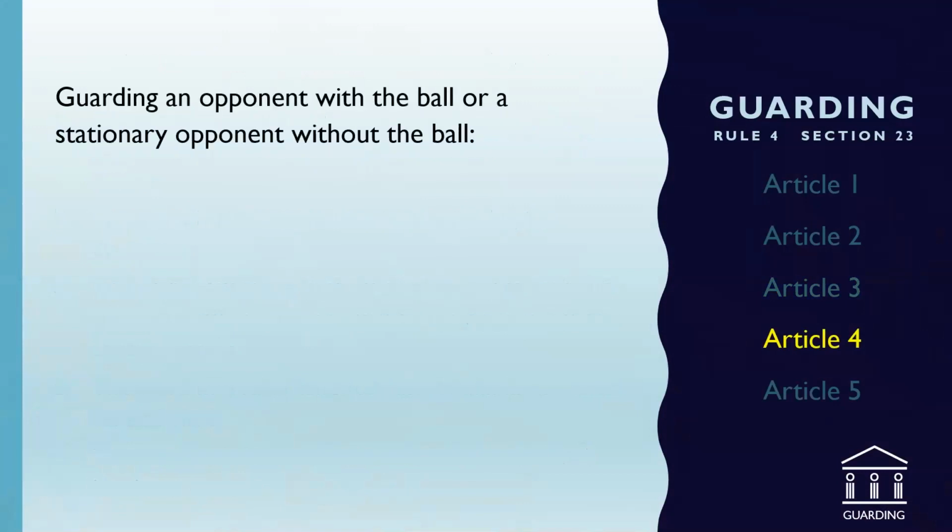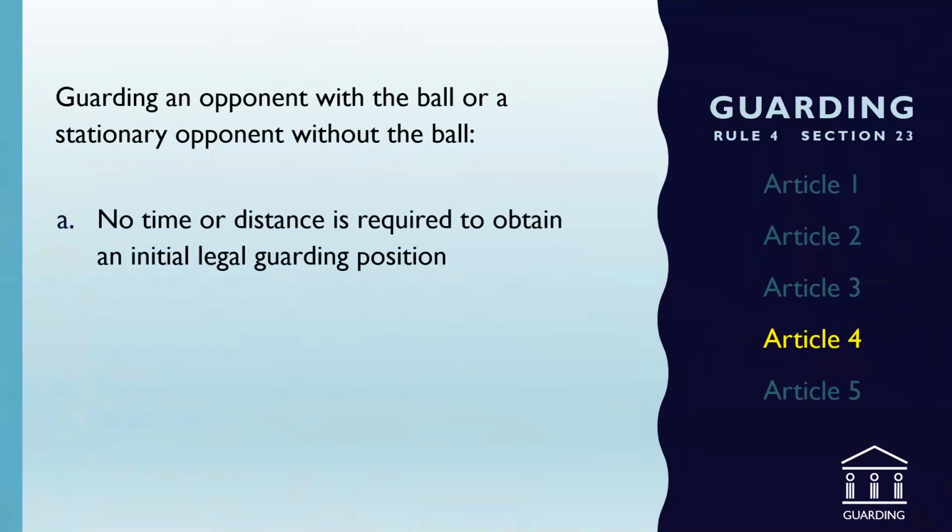Last article is Article 5. And that just talks about when you're guarding an opponent with the ball or a stationary opponent without the ball. All right? This is Article 4, I'm sorry. There's no time or distance that's required to obtain the initial lead in guarding position. So if you have an opponent who has the ball and they are moving, it's just whoever gets there first. You don't need to give them a step or a second. You just have to get there first.